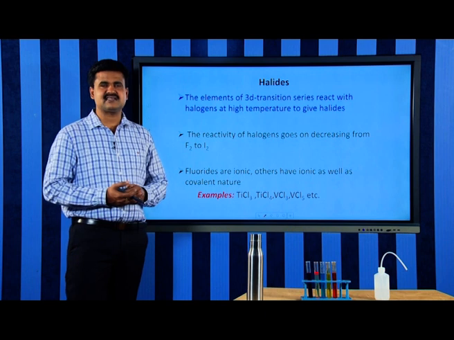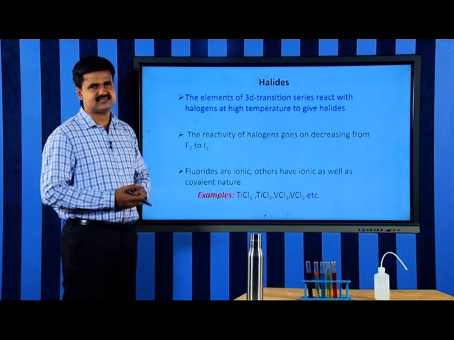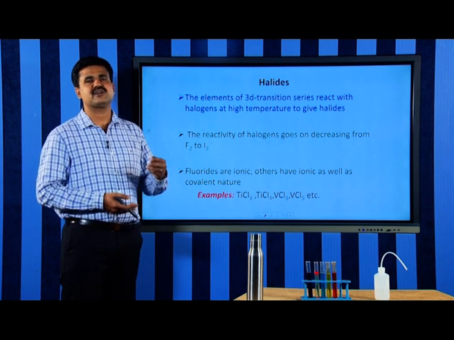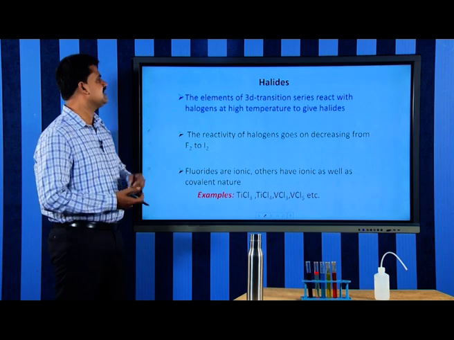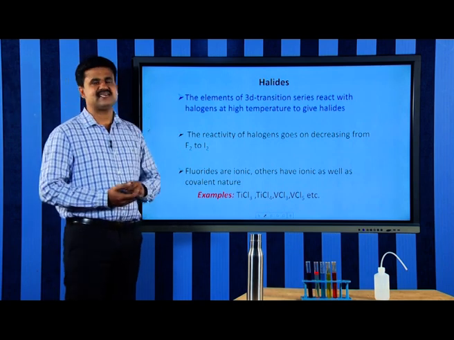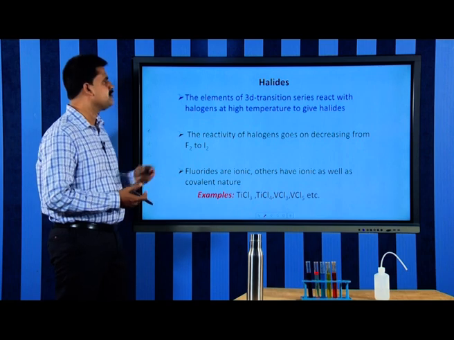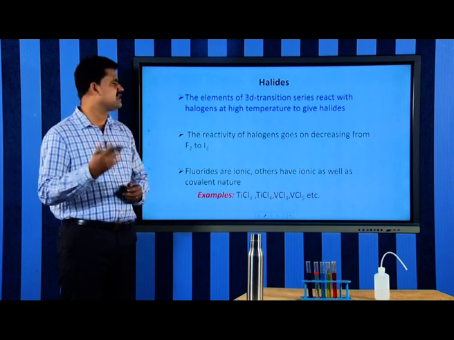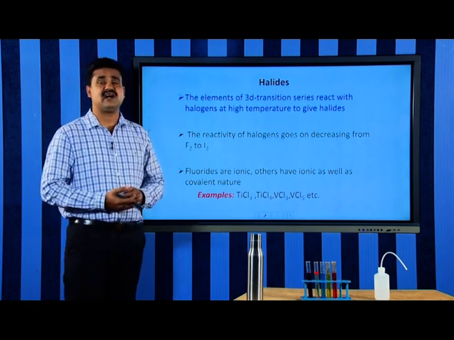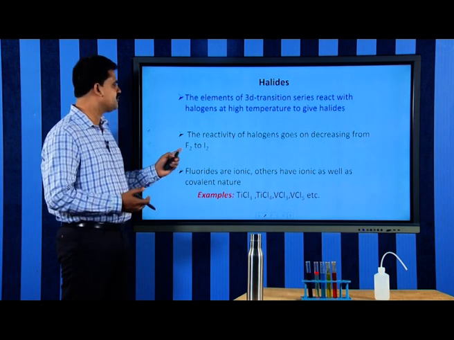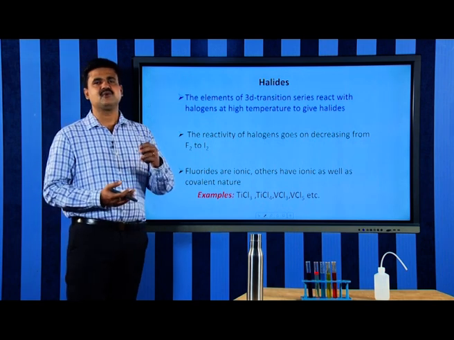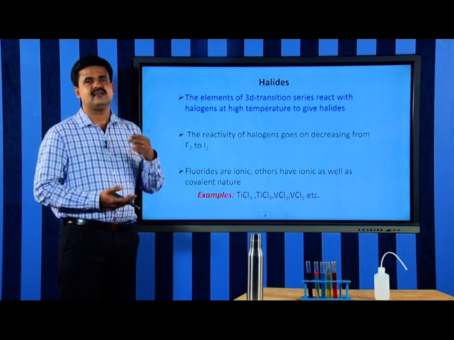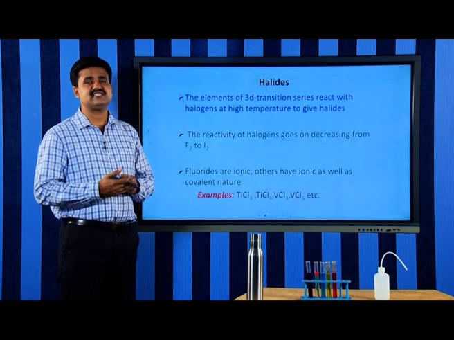About another category of binary compounds, that is halides. Halides are binary compounds of transition metals with the halogens: fluorine, chlorine, bromine, iodine. These elements of the 3D series combined with the halogen, preferably at a high temperature, yield metal halides or binary halides. The reactivity of halogens decreases from fluorine to iodine.